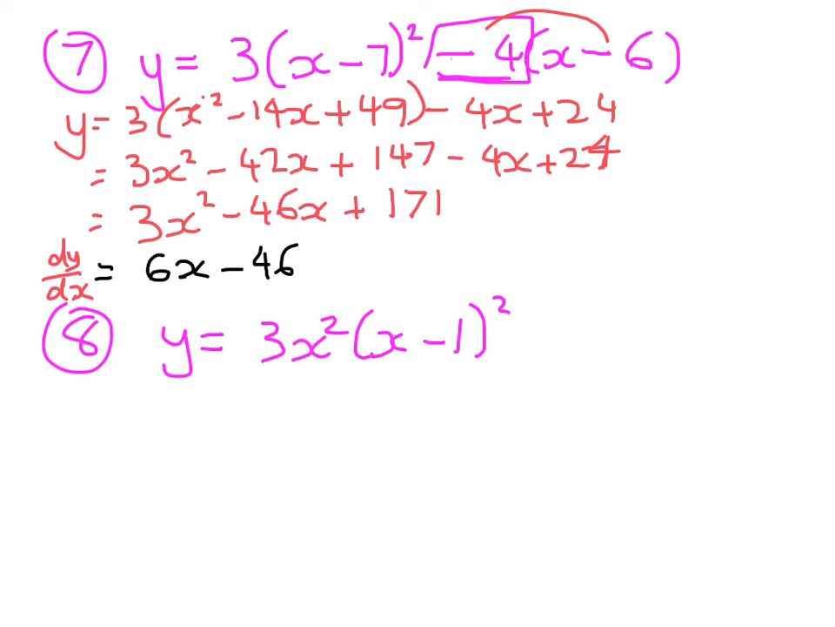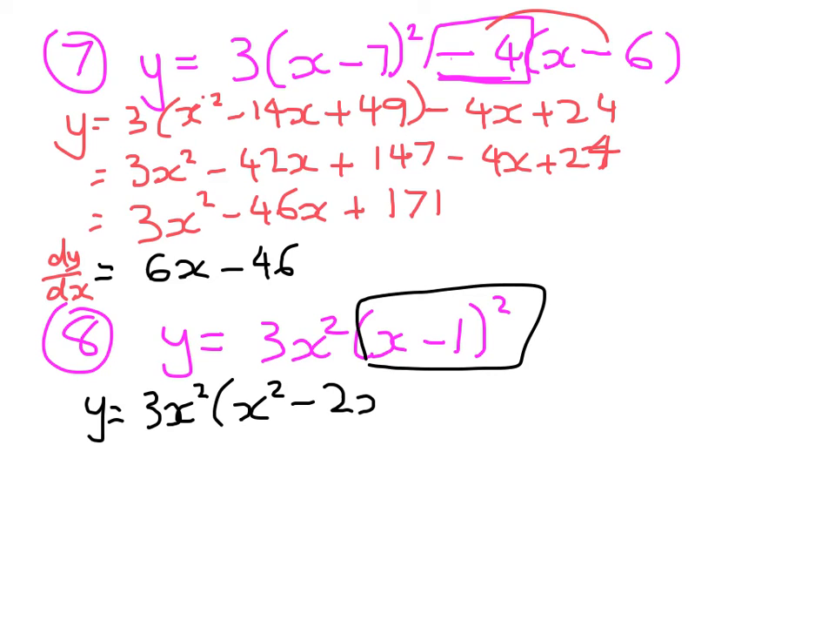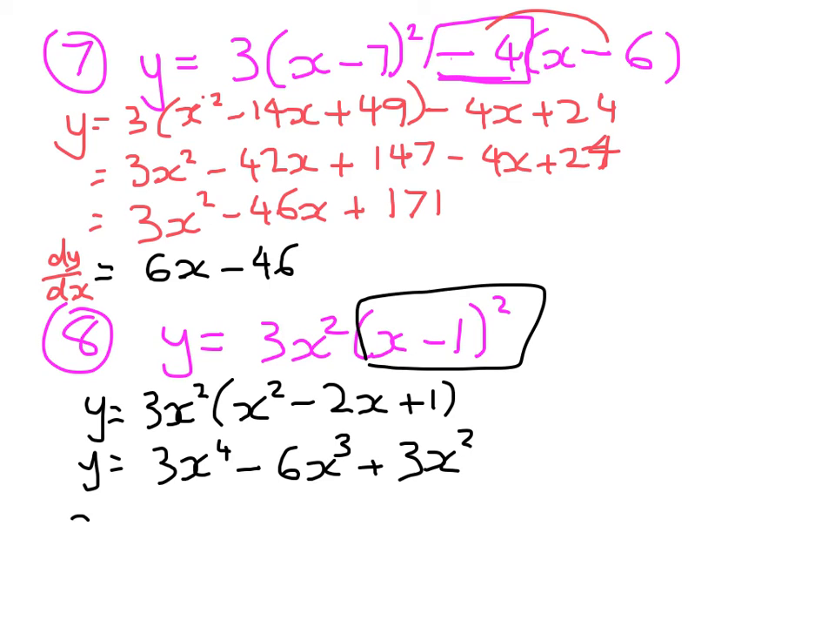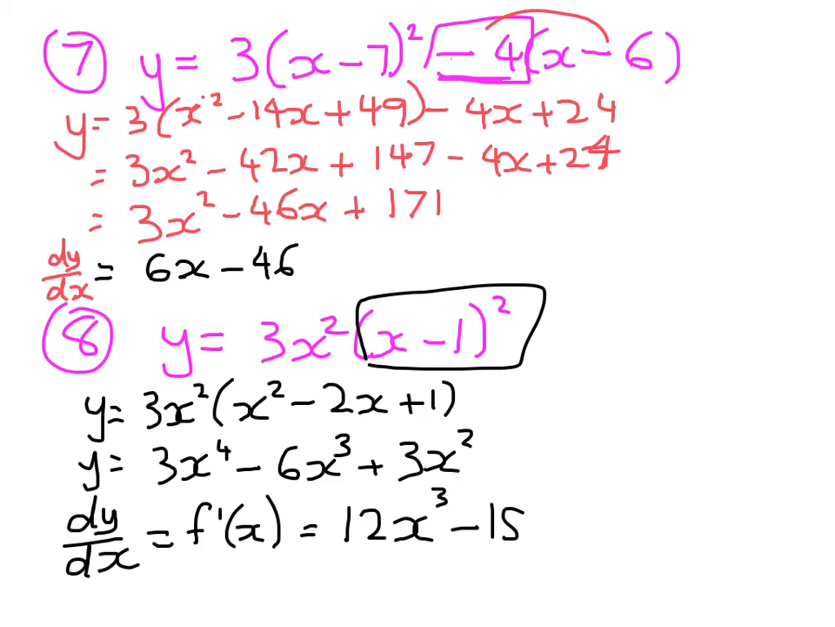Right, last one. We've got y equals 3x squared times, right, expanding this out, we get x squared minus 2x plus 1. So y equals 3x to the power of 4 minus 6x cubed plus 3x squared. Now differentiating, dy by dx, which is the gradient function. Okay, so it's exactly the same as f dash of x, is 12x cubed minus 18x squared plus 6x.